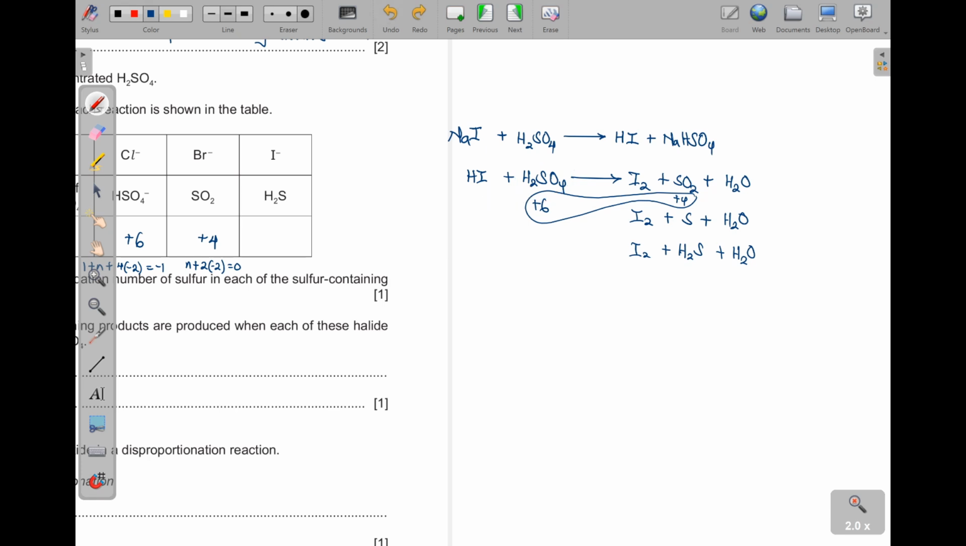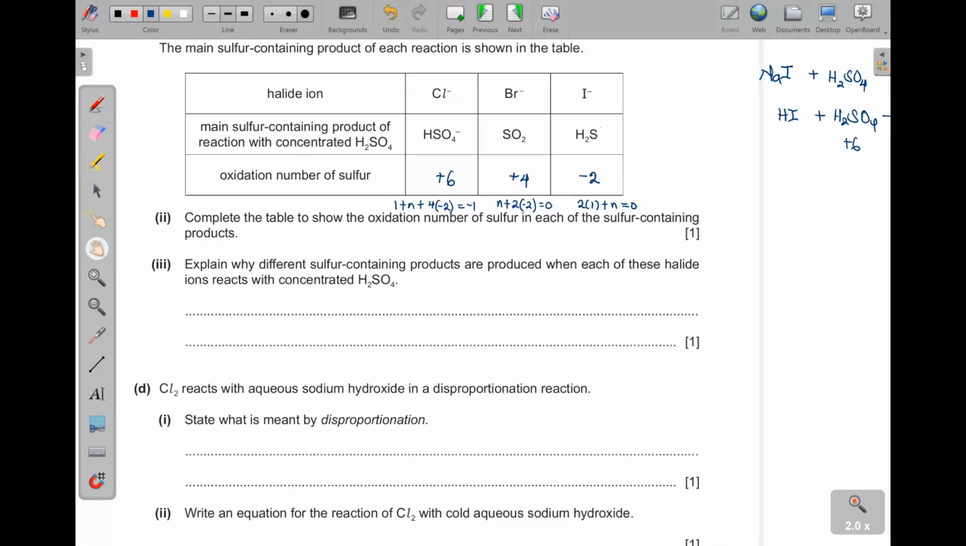It's a redox reaction. Then the oxidation state of sulfur in here, we have 2, then 2 times 1, because we have 2 hydrogens. Then plus N is equal to 0. What will be the N here? It will be -2. So we shall put a -2 there. Now, what are they saying here? Complete the table, we are done. Then explain why different sulfur-containing products are produced when each of these halide ions reacts with concentrated sulfuric acid.